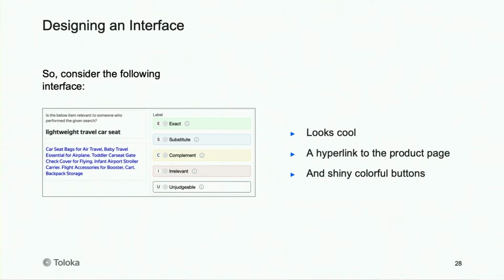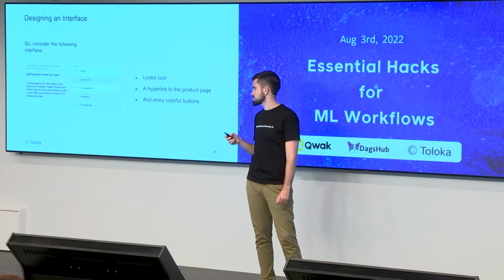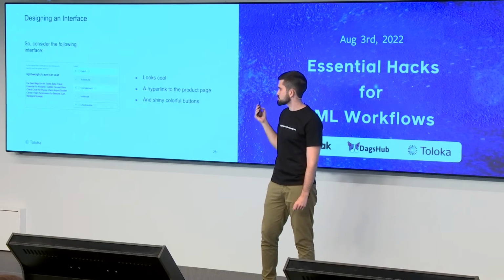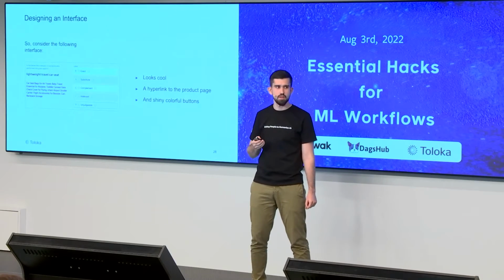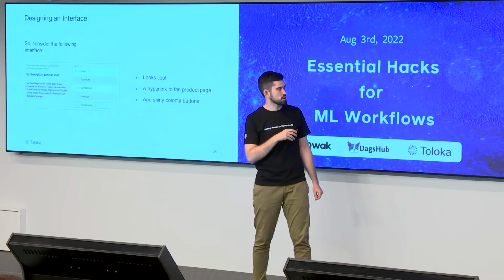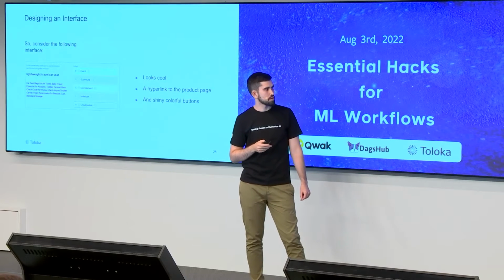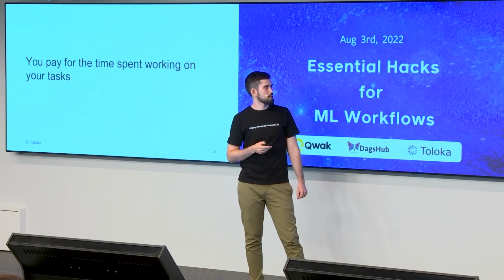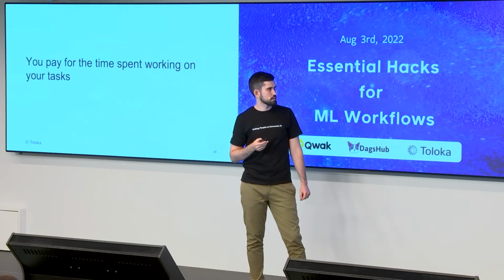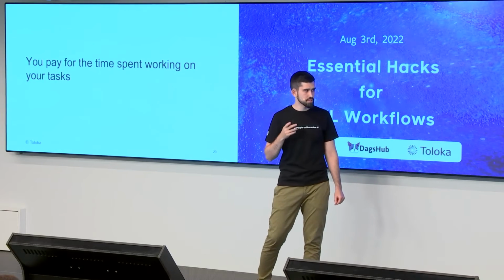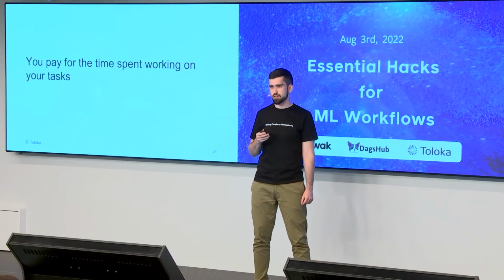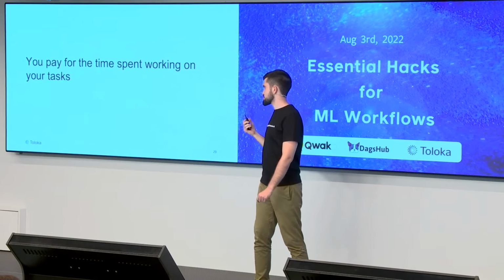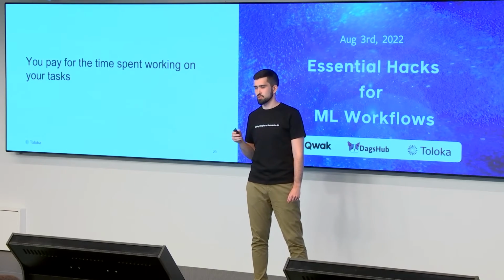So it looks fine, yeah? So we have a product title. These blue symbols say us that this is a hyperlink, possibly. And we have some colorful buttons and everything. So yeah, looks cool. Actually, the one thing you should always consider when making a crowdsourcing is that you pay for the time which your workers spend when making your task. So even speaking about the interface, you should make it as simple, as fast as possible.